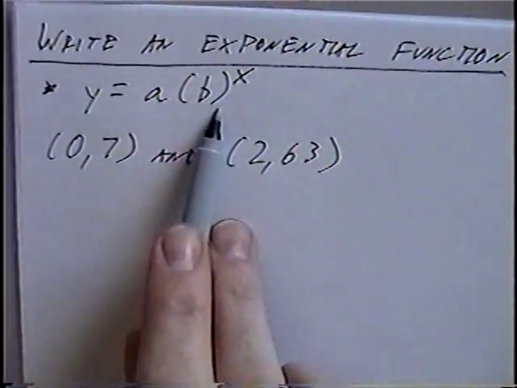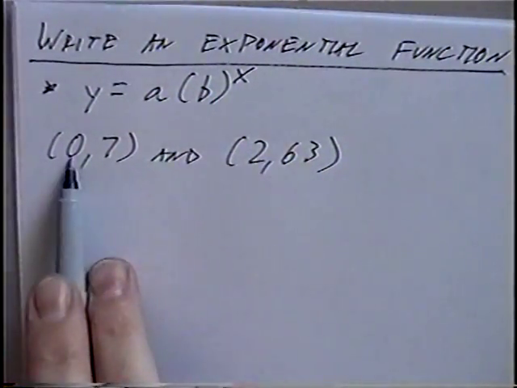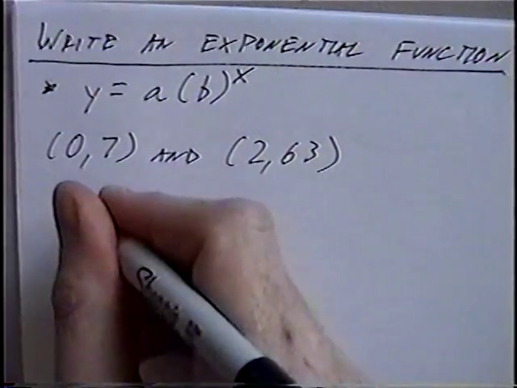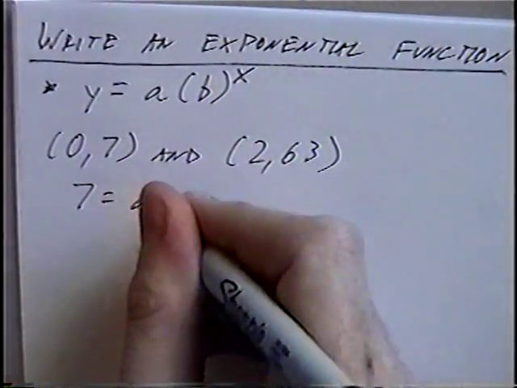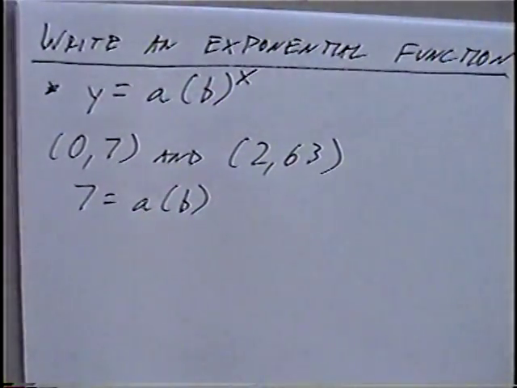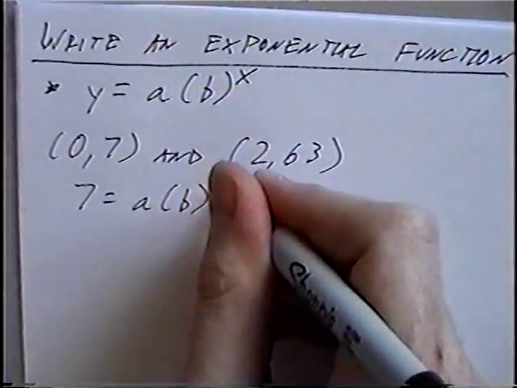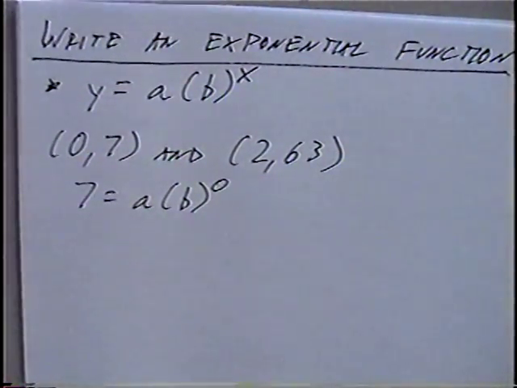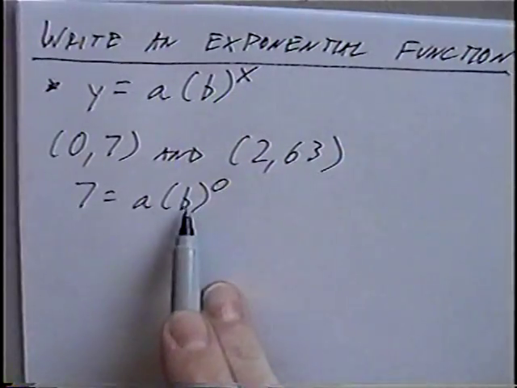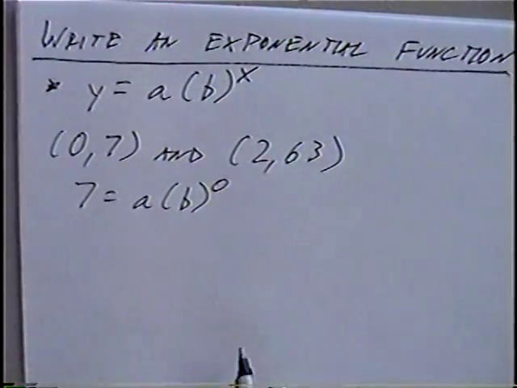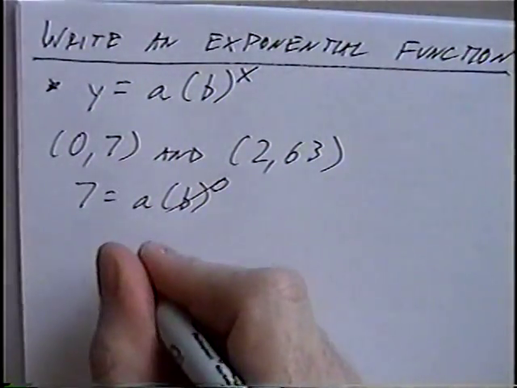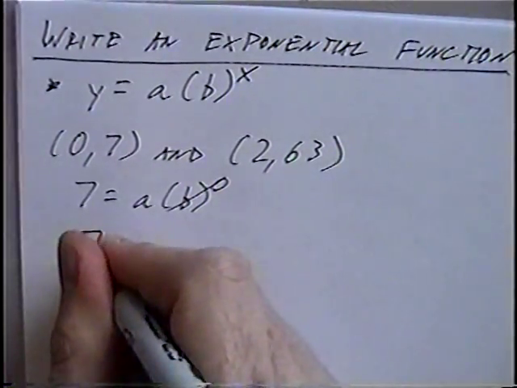What we'll do first is take our equation and the first point, (0, 7), and plug those in for x and y. y is equal to 7, a and b we'll leave as variables, and x is equal to 0. When you plug a 0 in for x, b to the 0 power is equal to 1, so it cancels out, and we have a is equal to 7.